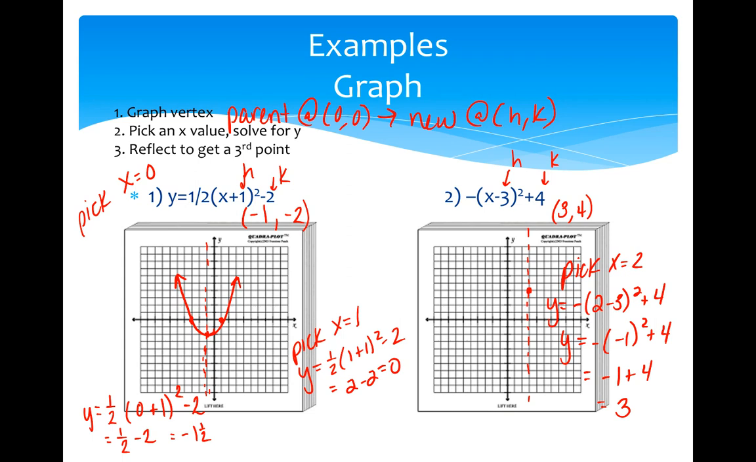So I can go, okay, x is 2, y is 3, and then that gets reflected over to the other side. And so we can see this one is the same width as the parent function, like we had said on the previous slide, but it opens down instead of up.